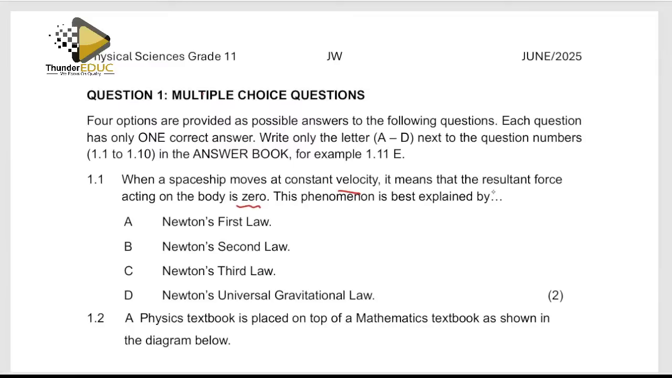This phenomenon is best explained using Newton's first law, second law, third law, or universal gravitation. The best here will be Newton's first law, because something will continue in a state of rest or move in continuous motion unless acted upon, meaning that the net force is 0 for as long as it's constant rest or constant motion.